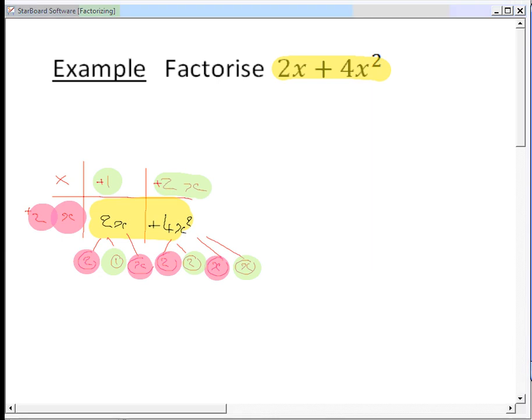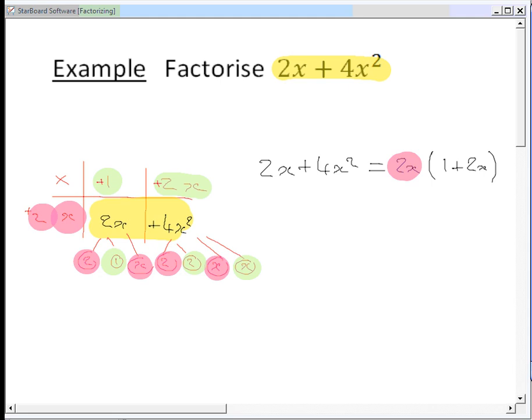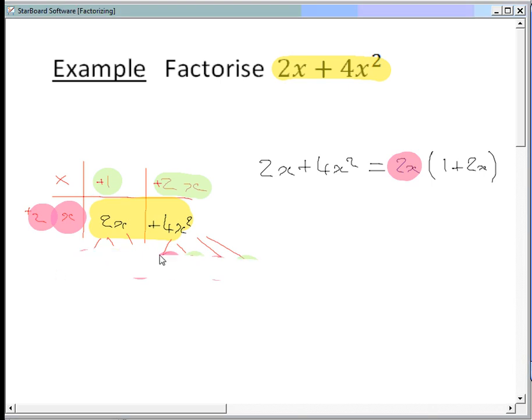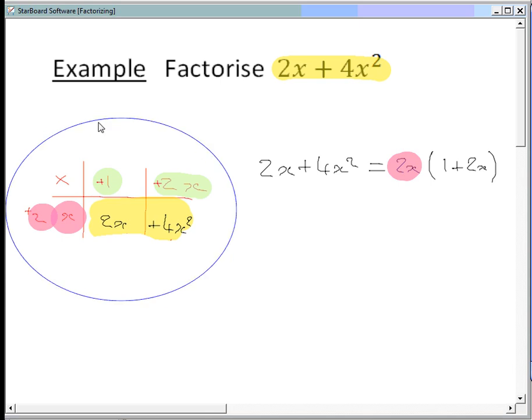So we end up with 2x plus 4x squared is equal to 2x coming from there times 1 plus 2x. Now as you get better, I would suggest that this working down the bottom here is not necessary, but I would encourage you very strongly to continue to do this, because it will protect you from making lots of silly errors.